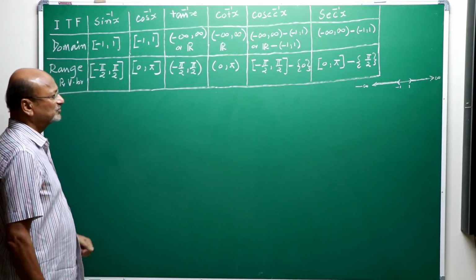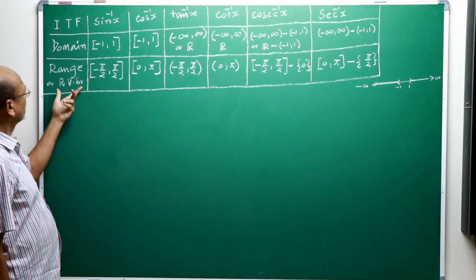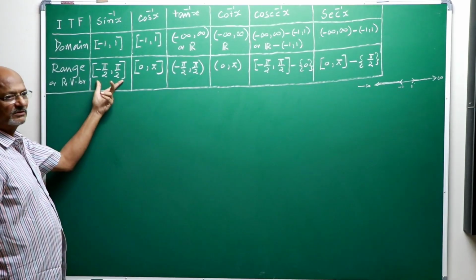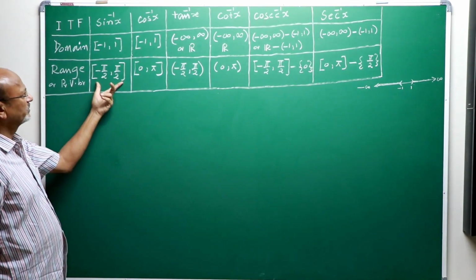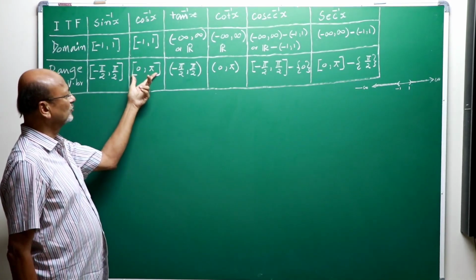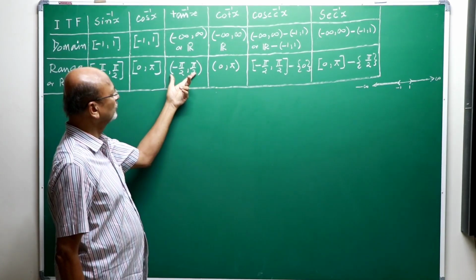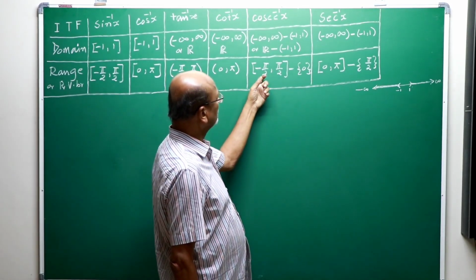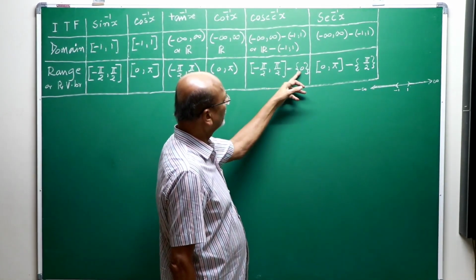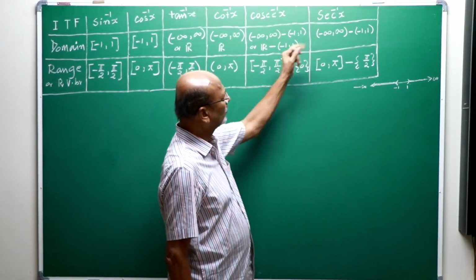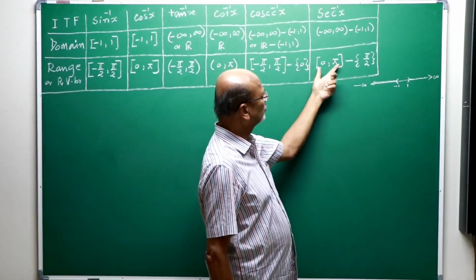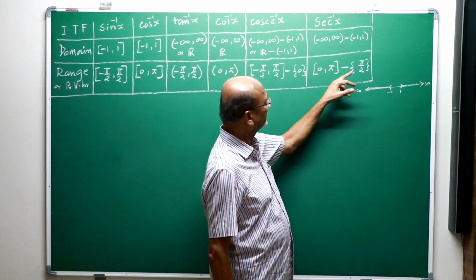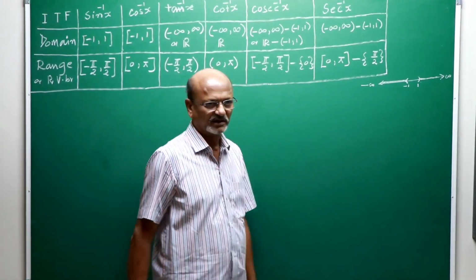Now come to the next one: the range, or another name, the principal value branch. For sine inverse it is -π/2 to +π/2. For cos inverse, the range is 0 to π. For tan inverse, it is -π/2 to +π/2. For cot inverse x, 0 to π. For cosec inverse x, -π/2 to +π/2 except one value, x equal to 0. For sec inverse, the closed interval 0 to π except π/2, where, as told yesterday, the function is undefined.